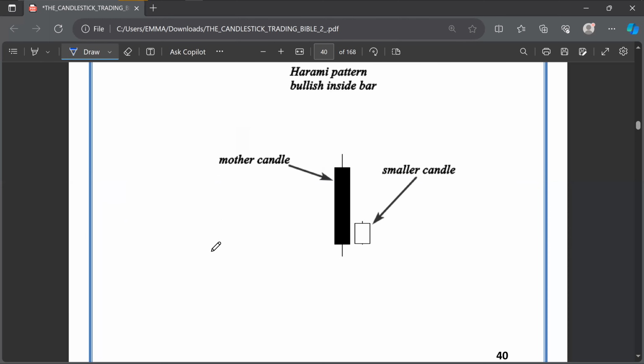So this one is the bullish Harami. Look at it. The first candle is the mother. Then the smaller one is the baby. If you realize, the mother is always bigger.